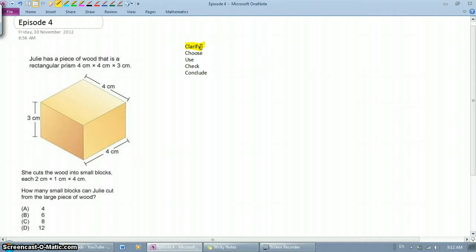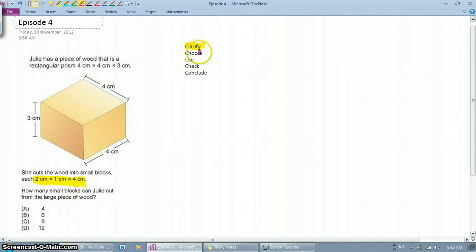Julie has a piece of wood that is a rectangular prism, 4 centimeters by 4 centimeters by 3 centimeters, and that is clearly shown here in the diagram as well. She cuts the wood into small blocks, each 2 centimeters by 1 centimeter by 4 centimeters. How many small blocks can Julie cut from the large piece of wood? The question is asking us how many of these small blocks will fit into the large block.